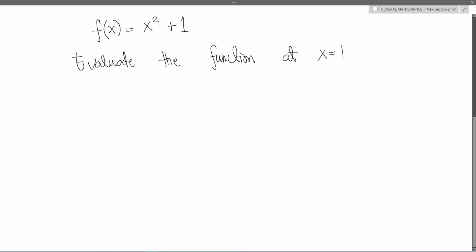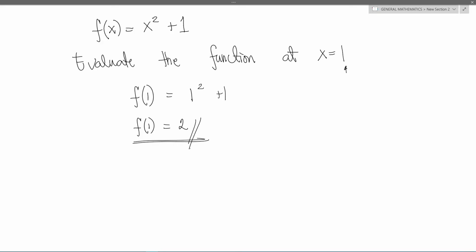at x is equals to 1, then what you are going to do is simply replace the variable with this input value. So this becomes f of 1 is equals to 1 squared plus 1. Therefore, computing for the end result, f of 1 is equals to 2. So this is the simplest definition of evaluating a function.